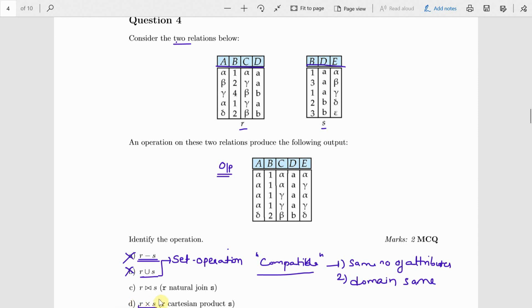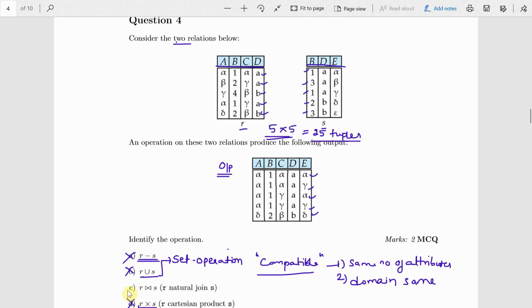It is a cross product. See, how many tuples in R? 1, 2, 3, 4, 5. 5 tuples in R. How many tuples in S? 1, 2, 3, 4, 5. 5 tuples in S. The result of the Cartesian product contains 5 times 5, so 25 tuples should be there. But here the output contains how many tuples? 1, 2, 3, 4, 5 tuples only. So definitely it is not the Cartesian product. So option D is incorrect.